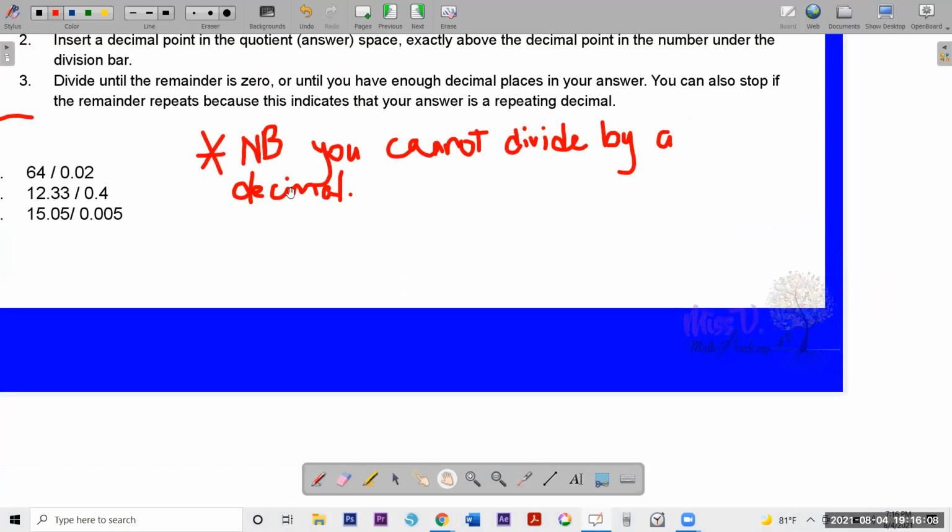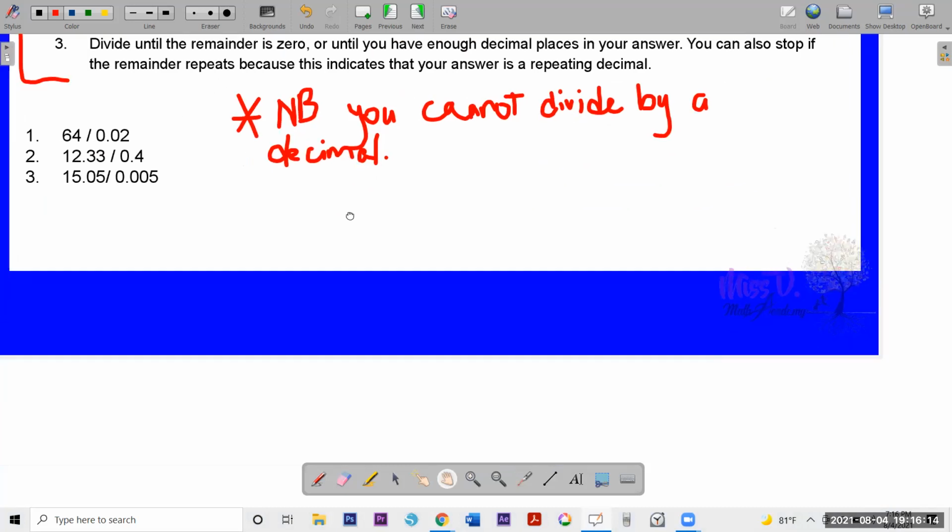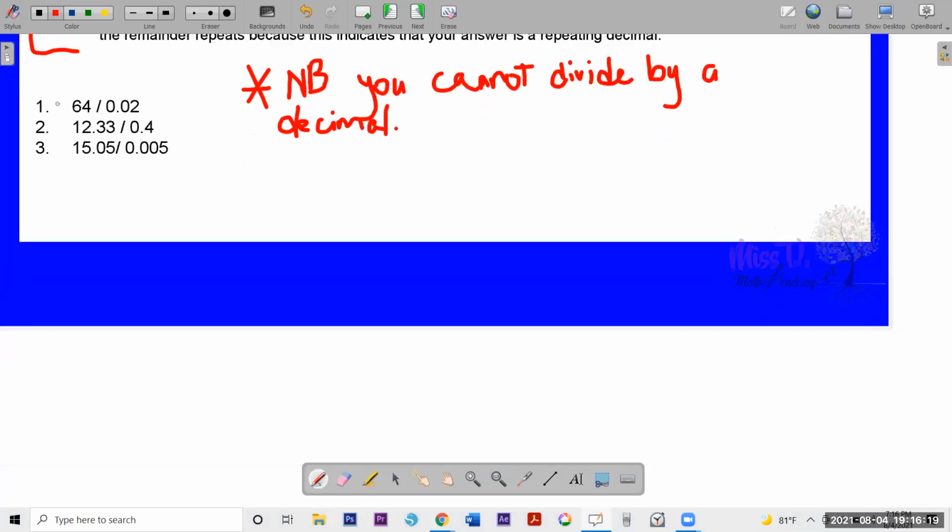Again, the only thing I want you to write right now is this part. Note, you cannot divide by a decimal. And then everything else you could write after. So we're going straight into the examples. 1. This is one way of saying division. You see this bar? I need you all to know this. So I'm going to write the 3 ways it could come.